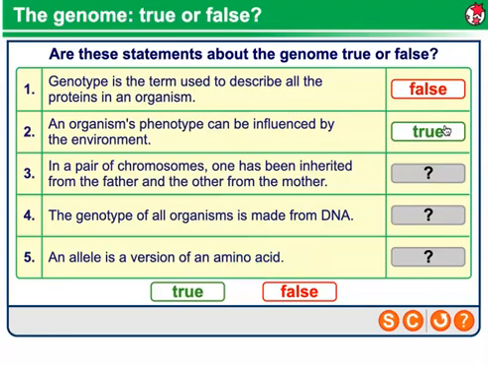In a pair of chromosomes, one has been inherited from the father and the other from the mother. This is also true. The genotype of all organisms is made from DNA. This is also true. An allele is a version of an amino acid. That is false.